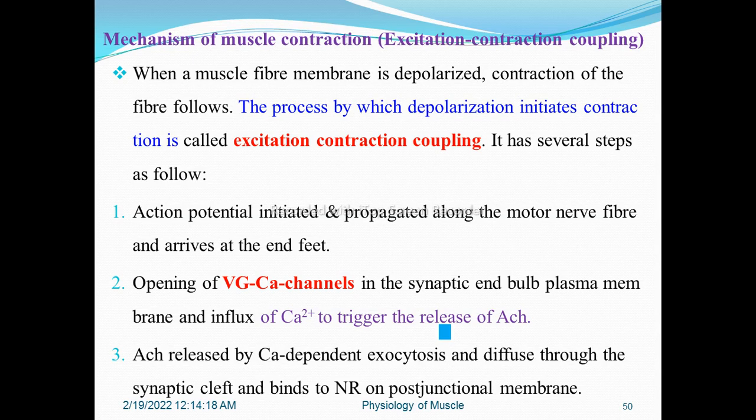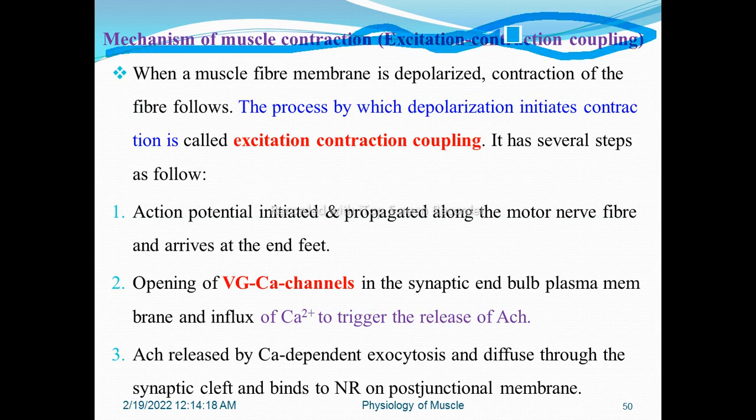The other topic is the mechanism of muscle contraction, or excitation-contraction coupling. The nerve impulse goes to the end of the axon, the synaptic end node, the end plate. This stimulation of the muscle is known as excitation. The second step is excitation-contraction coupling, so excitation will be followed by contraction.